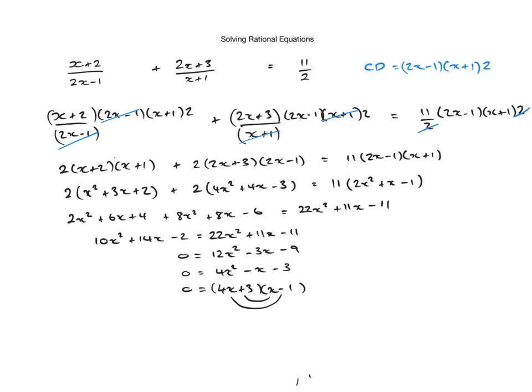That means that what we now know is that 4x plus 3 is equal to 0, or x minus 1 is equal to 0. That means that 4x is equal to minus 3, and x is equal to minus 3 over 4. Or the trivial solution for this is x is equal to 1. And that's it, we're done. Thanks for watching the video.